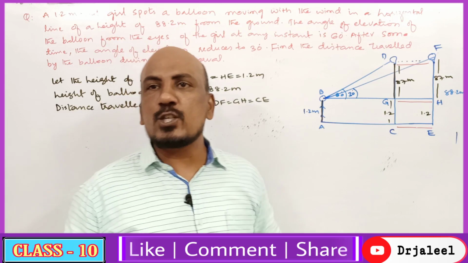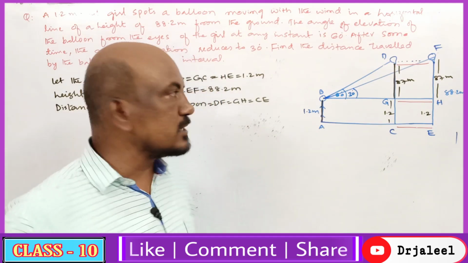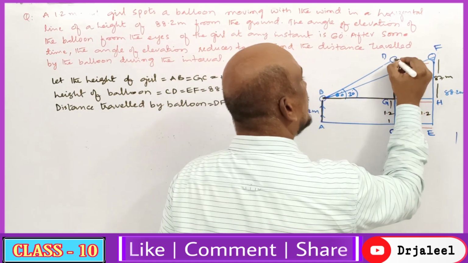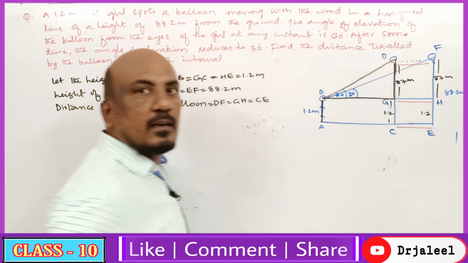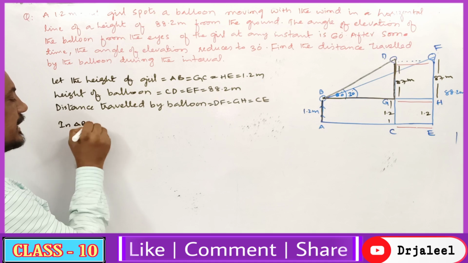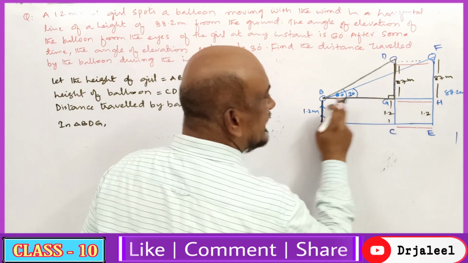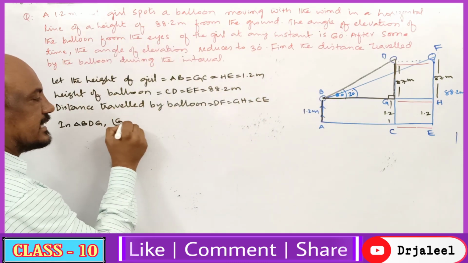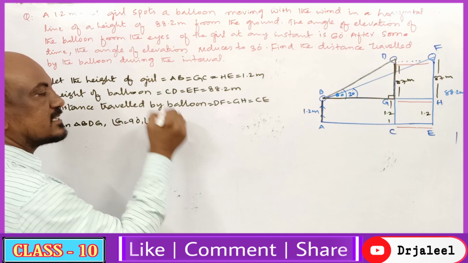So children, as usual in applications of trigonometry, we need right angle triangles. So first we will work out in this triangle. Can you see this triangle I am drawing now? It is BGD. Let's represent it. In triangle BDG, what is 90 degrees? Angle G is 90 and angle B is 60 degrees.